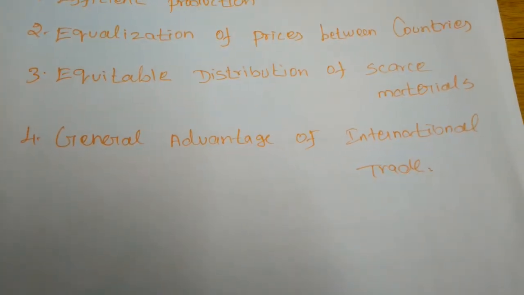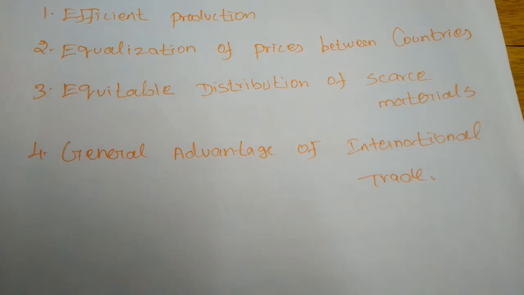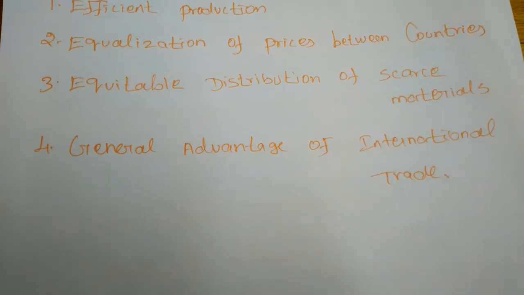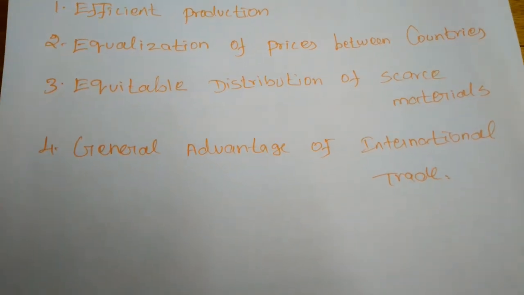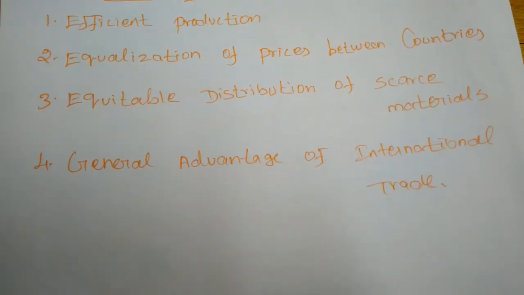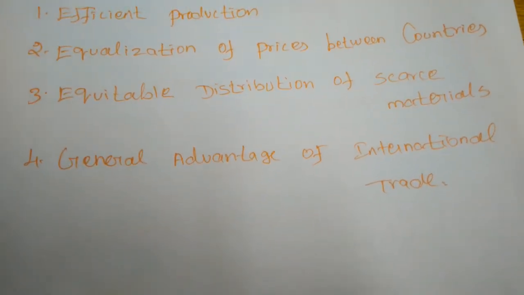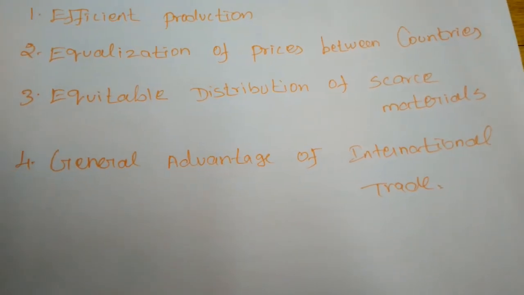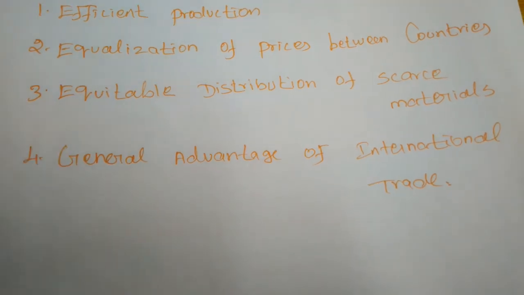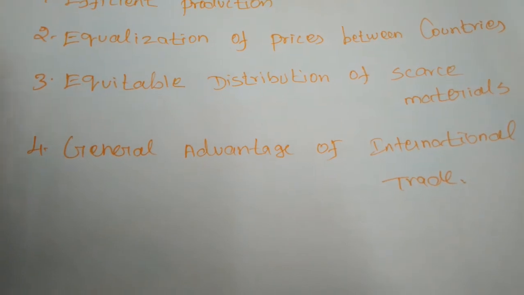Next, equitable distribution of scarce materials. International trade may help the trading countries to have an equitable distribution of scarce resources. Scarce resource means that if any raw materials are not available in a country, it can deal with the trading countries. So the scarce materials will also be available throughout the world.